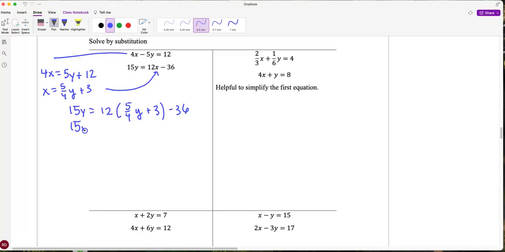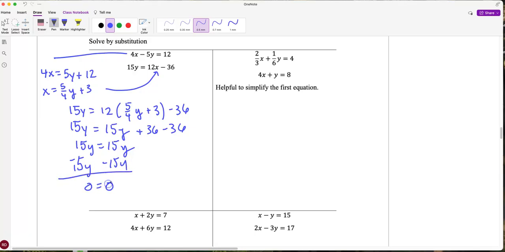So 15y equals, this is going to be what? 15y plus 36 minus 36. So 15y equals 15y. Okay. So what am I seeing here? If I subtract 15y from both sides, I get 0 equals 0. So if I look and see what's going on here, that means that I have infinitely many solutions.